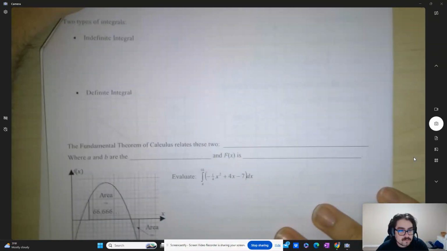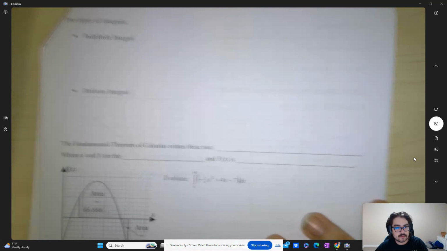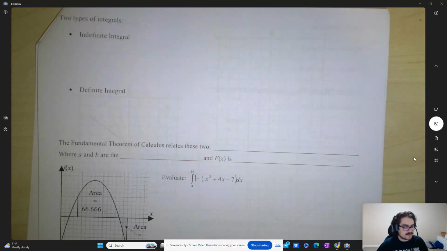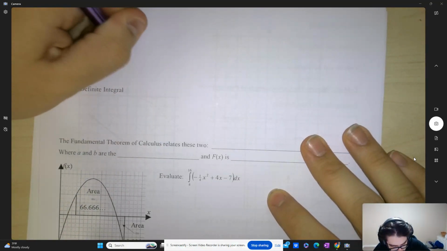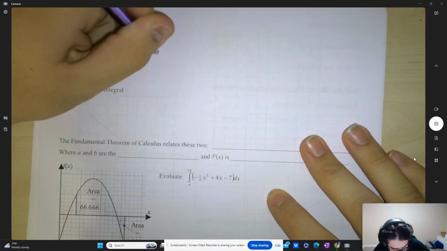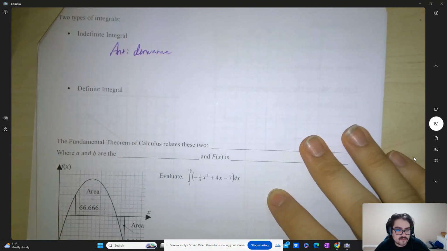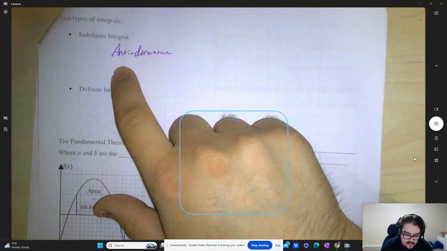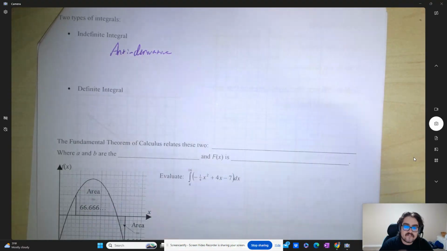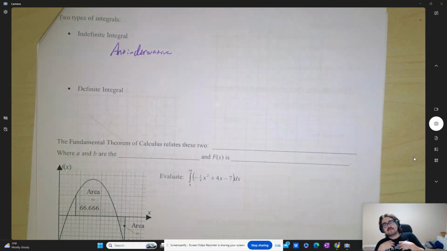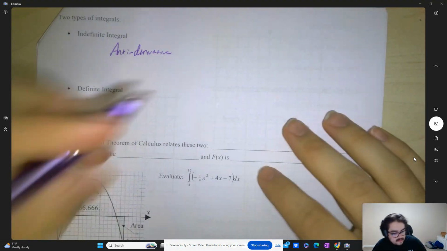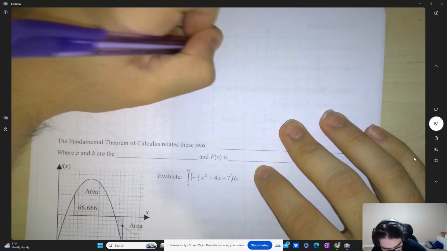There's two types of integrals that you need to know: an indefinite and a definite integral. An indefinite integral is the antiderivative of a function. When we use the indefinite integral, we're pretty much just using it to get the base function. If the function we're working with is the derivative of something, we want to get that original something, right? It's the antiderivative of a function.